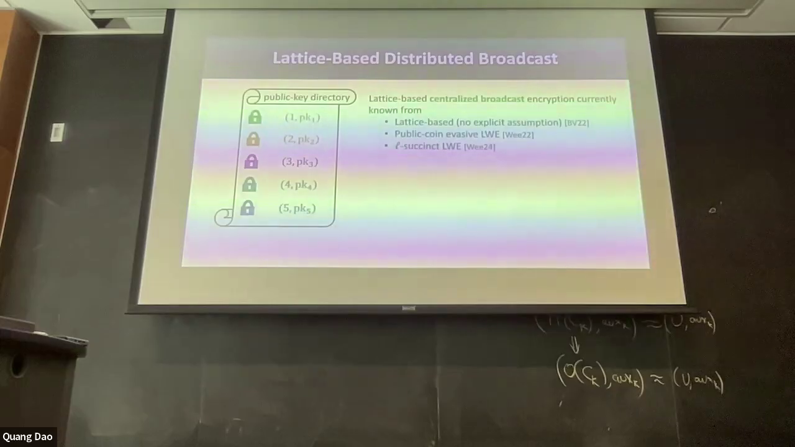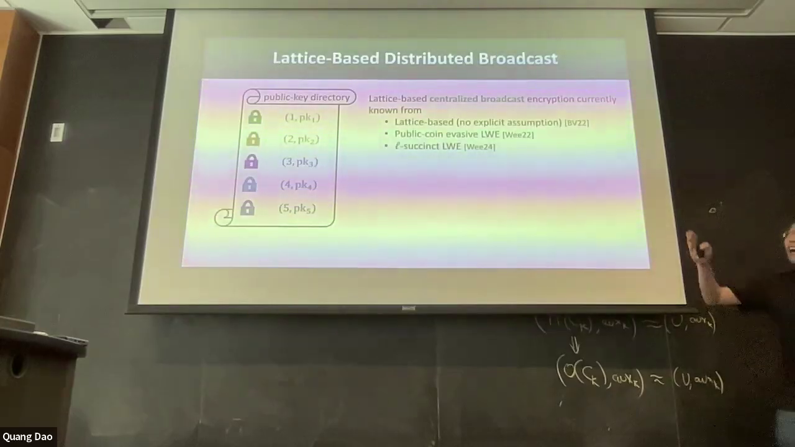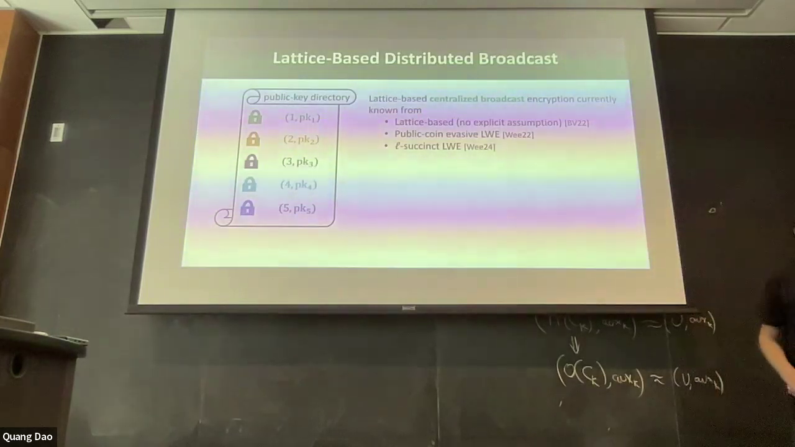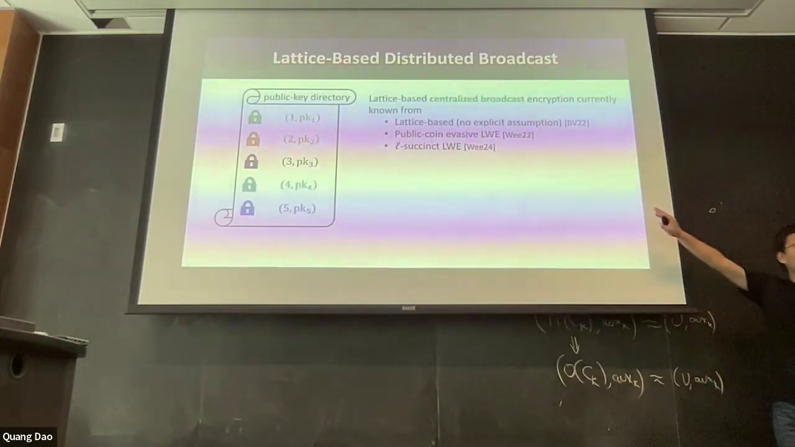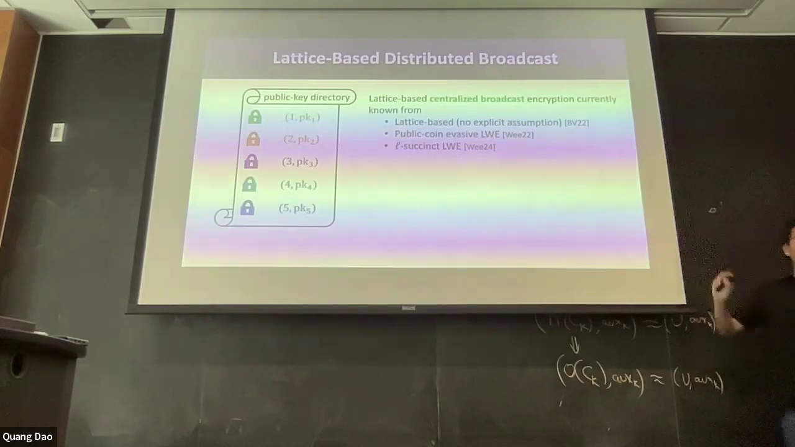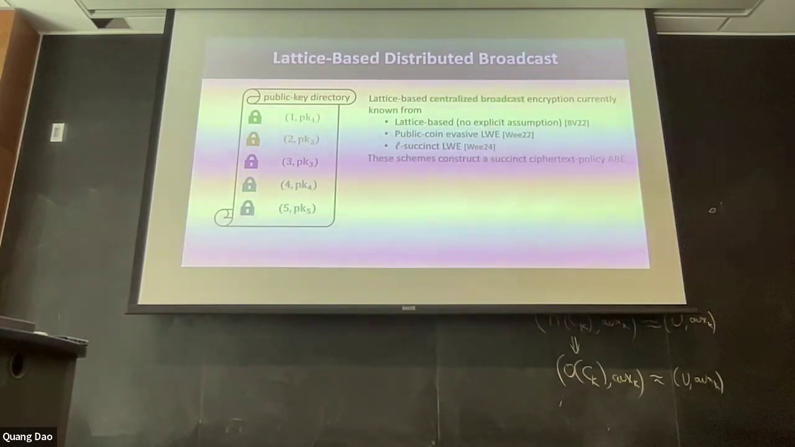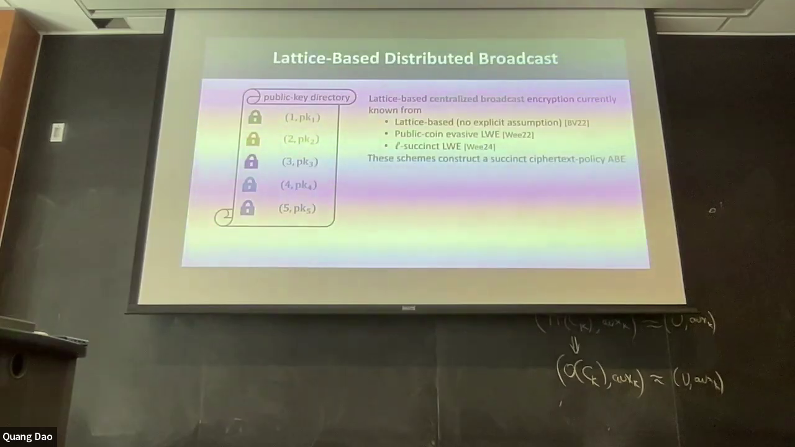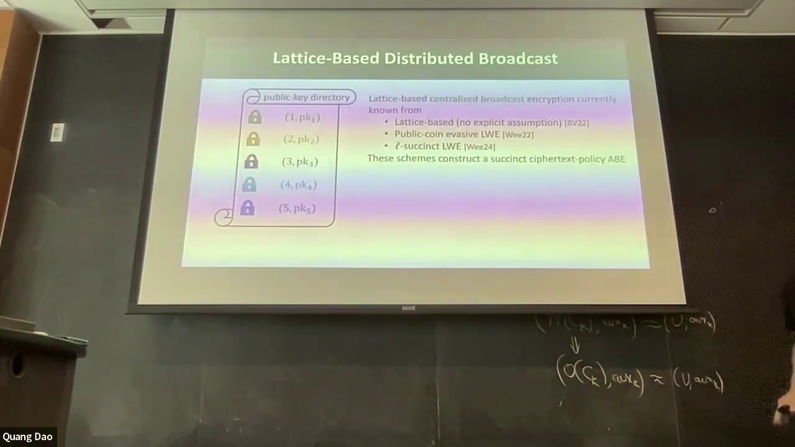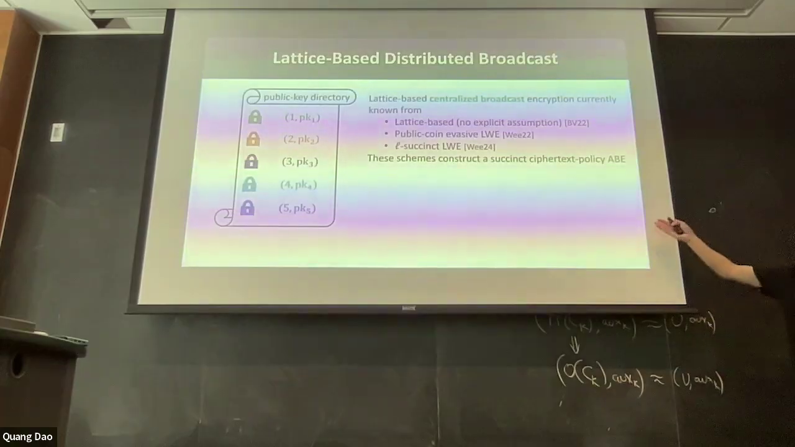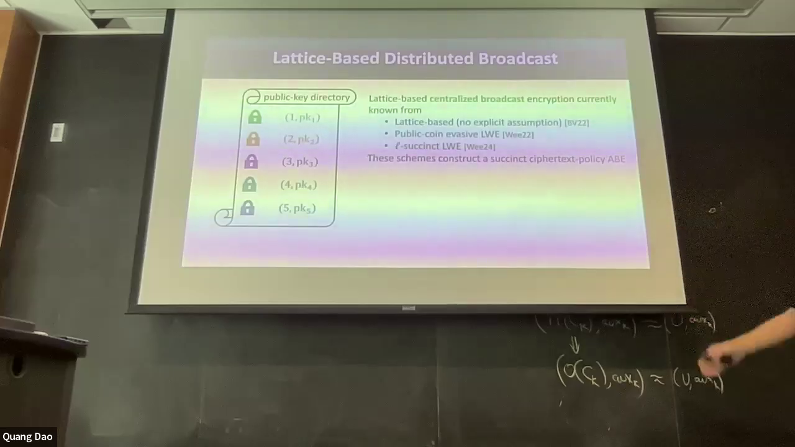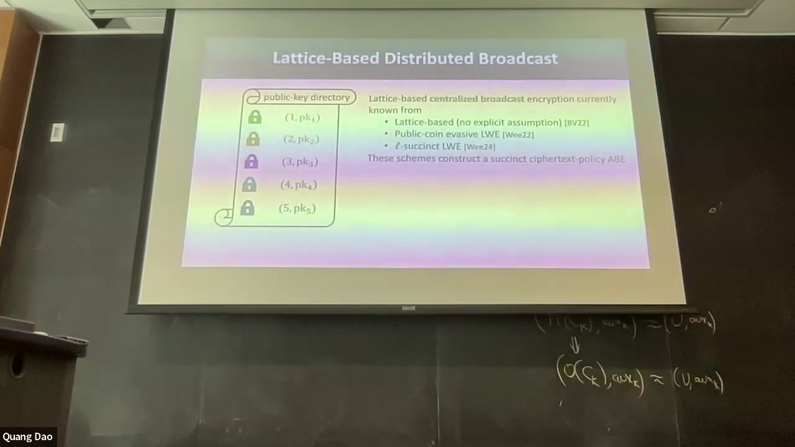And very recently, at this past Crypto, Hotek showed how to construct broadcast encryption from the succinct LWE assumption. This is the assumption that I'll be focusing on in this talk. So I'll tell you about this assumption very shortly. And I'll mention that while I say that these constructions give centralized broadcast, they actually give a little bit more than that. They actually build something much more general, which is a succinct ciphertext policy attribute-based encryption. Broadcast encryption is just a special case of this more general primitive.